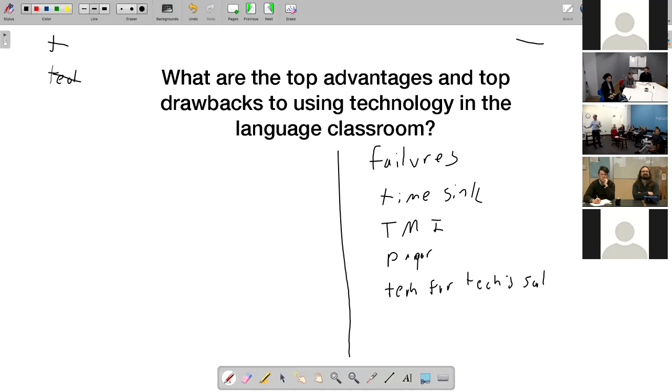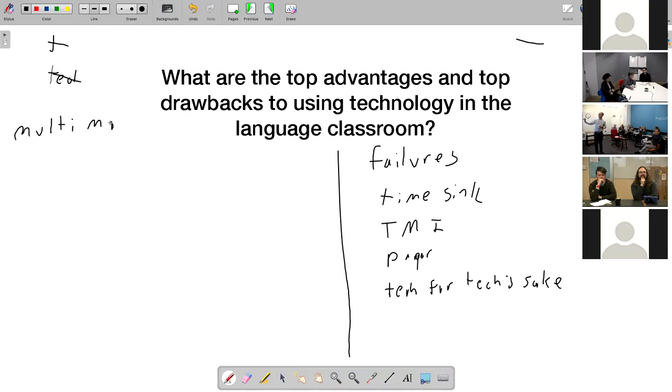Well, we were discussing some of the advantages to using technology. What are some positives, Jim? It allows students to experience the material in different ways, so multiple modalities, depending on what it is that you're teaching.